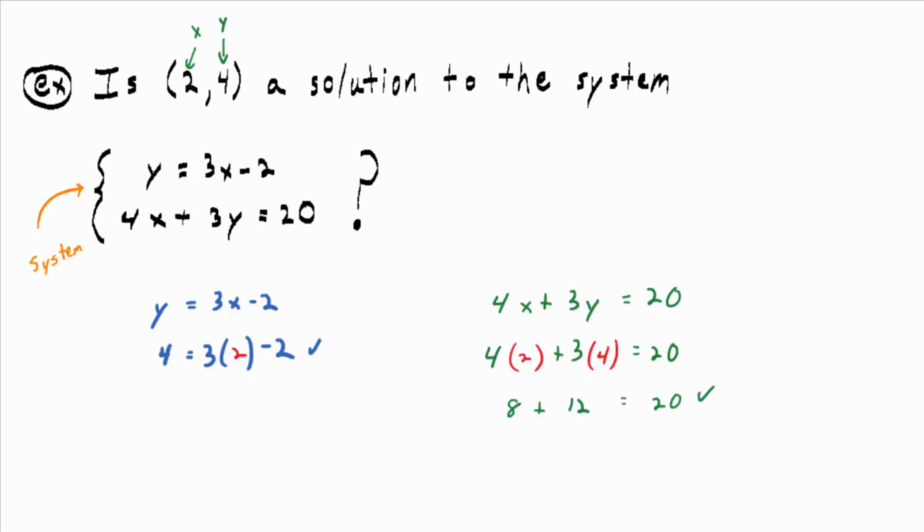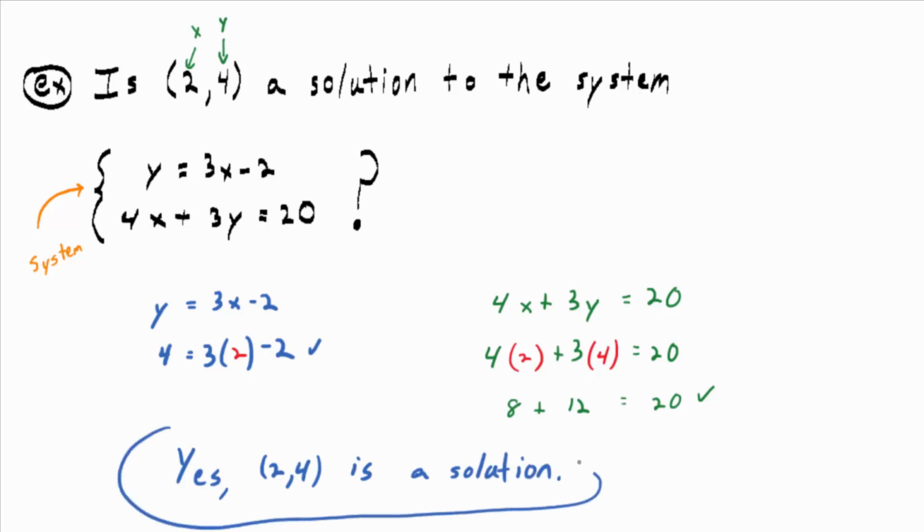So what's your answer? Yes. Yeah. (2, 4) is a solution. So yes, (2, 4) is a solution. That's your answer. Okay, you guys probably already knew that. You just knew it, so you didn't want to say it, right?